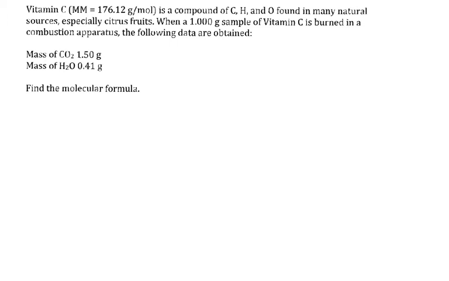Okay, so you have vitamin C. It has carbon, hydrogen, and oxygen in it. You have a 1 gram sample, and then you combust it. You have a mass of carbon dioxide and a mass of water, and so you want to find the molecular formula. So the first step is using the mass of carbon dioxide and the mass of water in order to find the moles of carbon dioxide and the moles of water.